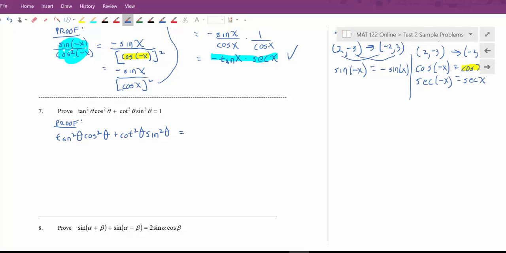Now, it's just identities. Think about whatever identities you want to use. There are many ways to do proofs. I'm going to use identities for those two things that I just highlighted. So I'm going to replace the tangent with what it's equal to: sine squared theta over cosine squared theta, while I leave the cosine alone. Then I'm going to replace the cotangent with what it's equal to: cosine squared theta over sine squared theta. Then I'm going to leave the sine alone.